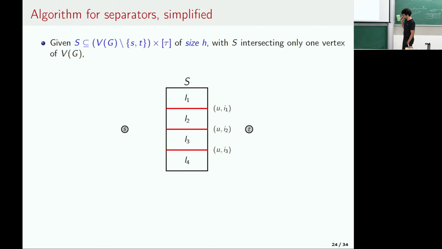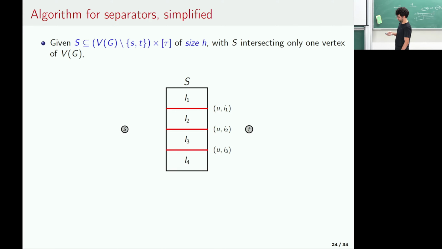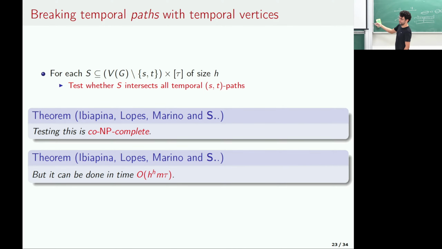So, as an example, these are the last 2 things I'm going to talk about, this and how to use this. Can you show the running time again? H to the H times M times. Yes, H is the size of the separator, and tau is the lifetime.